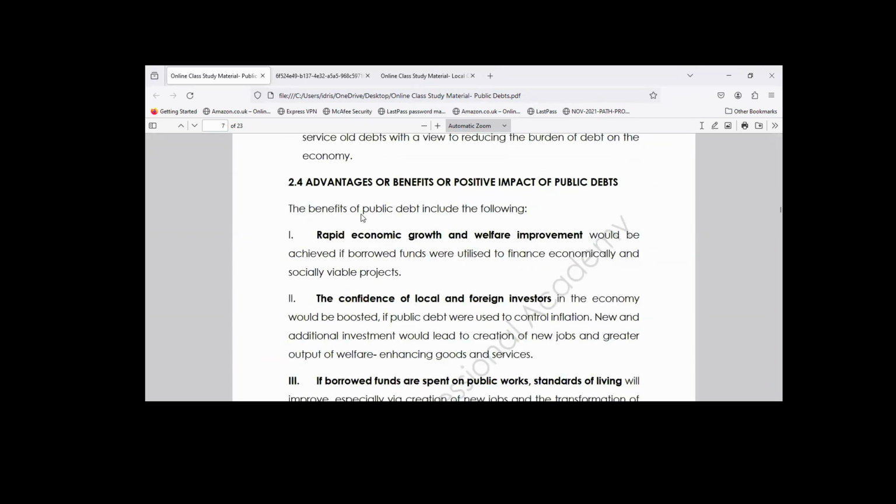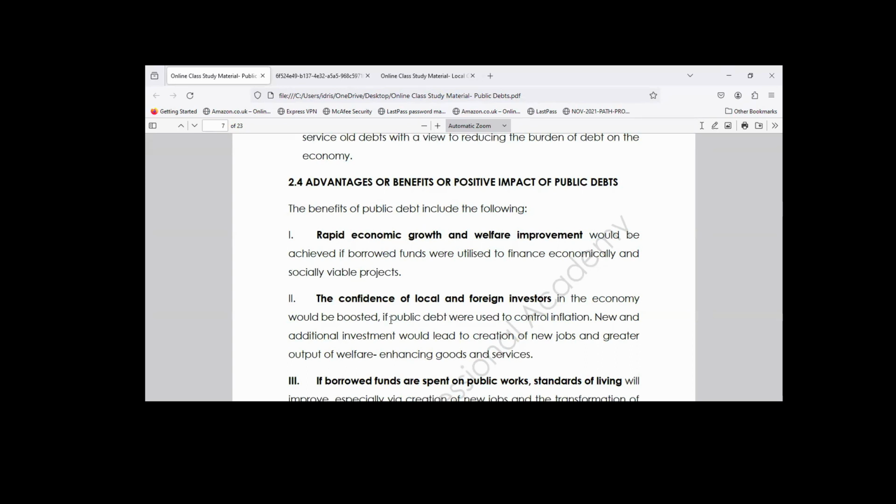Another area that we need to know is the advantage of public debt, or positive impact of public debt, or benefit of public debt. I ask this question in different ways. There was a time they asked, what is the positive impact of public debt? What are the benefits of public debt? What are the advantages of? They have asked, if you read past questions very well. So take note of it.